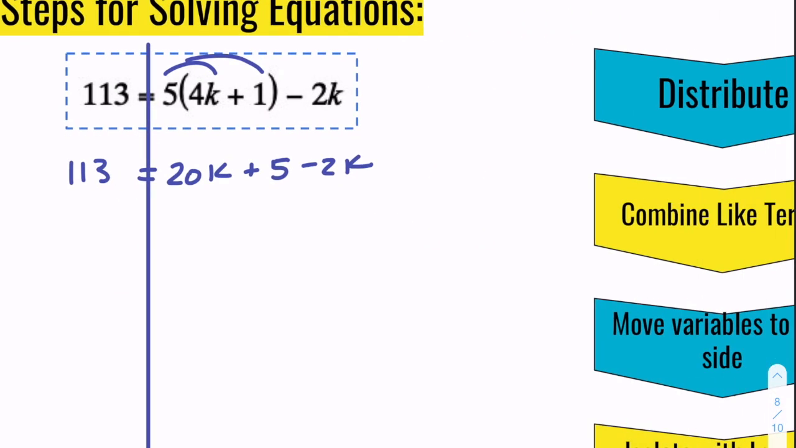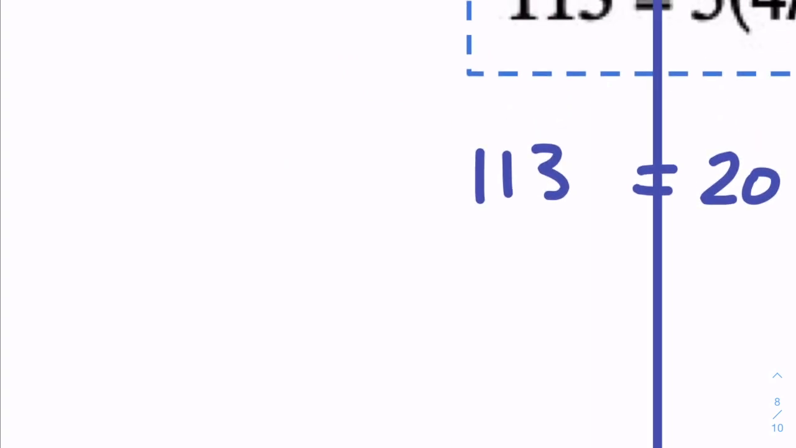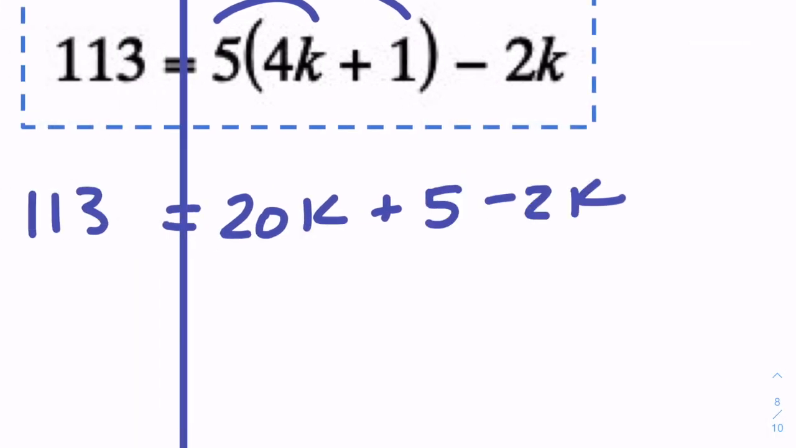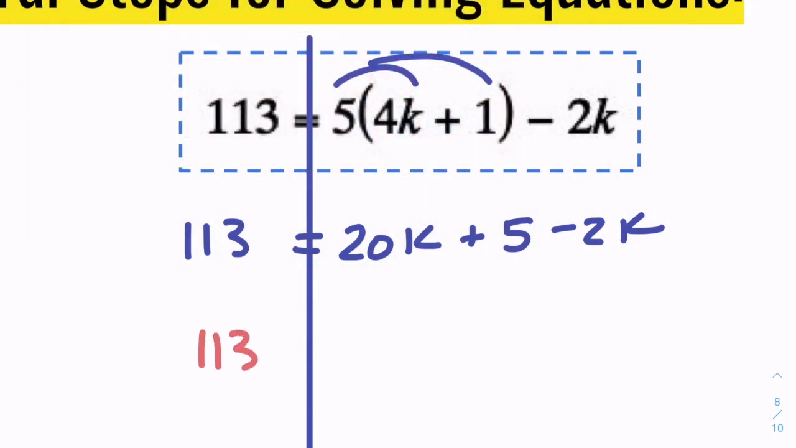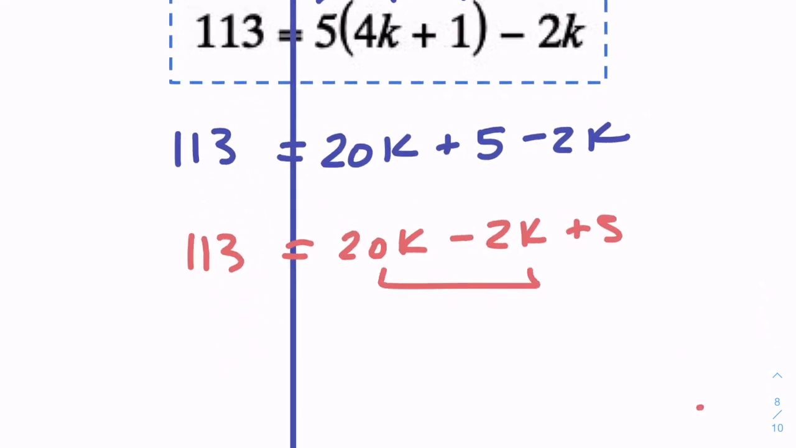Then you're like, great, we did distribution. Okay, do I have any like terms? Yes, we do. How do I know? Well, if I looked at the left side, 113, can I simplify? No, sir. If I look at the right side, can I simplify? I have 20k plus 5 minus 2k. This is an optional step. It does help you see. If I were to rewrite this as 20k minus 2k plus 5, ooh, there we go. Do you see that we have like terms now? 20k minus 2k. So then I'm going to combine like terms, okay? All we're doing, guys, is we're rewriting it in a nicer, simpler, easier to understand way every single time until we can get to the answer.